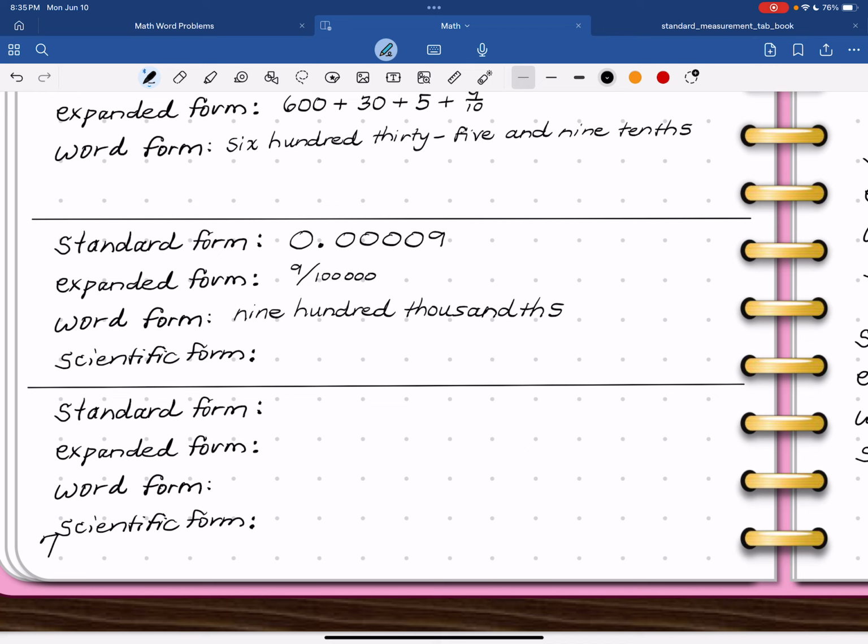This one I can write in scientific form. We have a 9 times 10. And let's look at our places. We're going to count everything over here back to the decimal. So it is 1, 2, 3, 4 places back to the decimal. So 9 times 10 to the, actually I need to count that literal, to the -5. 9 times 10 to the -5.